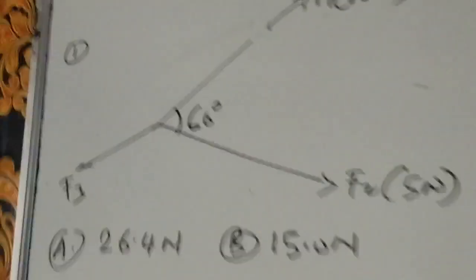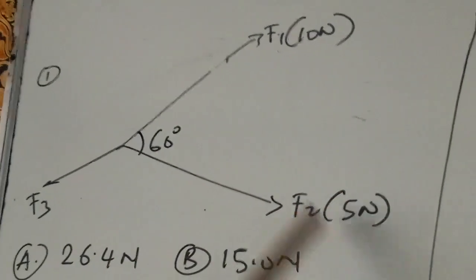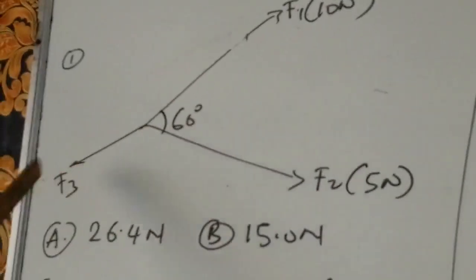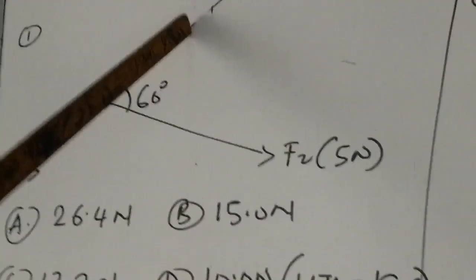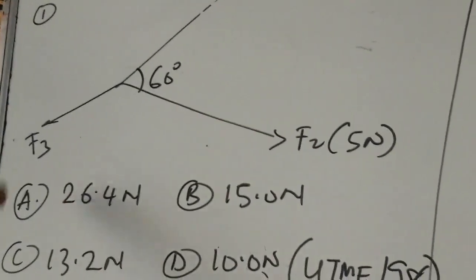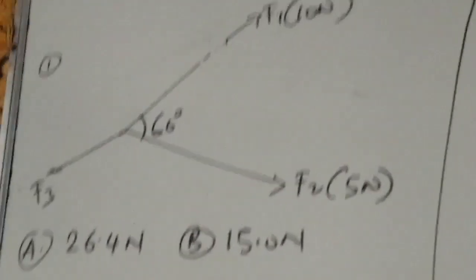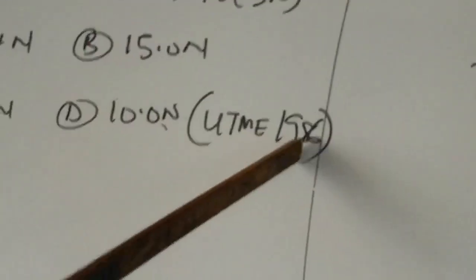Here we have three forces at equilibrium: F1, which is 10 Newton, F2, 5 Newton, and F3, our unknown force. The angle between F1 and F2 is 60 degrees. The question is to find F3. This is from the university entrance examination of 1986. So how do we solve this problem?